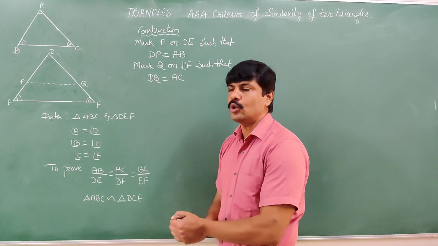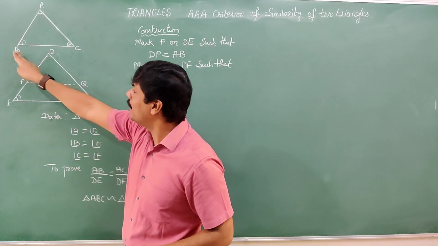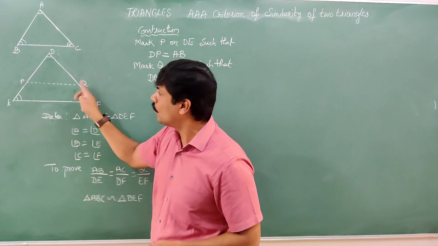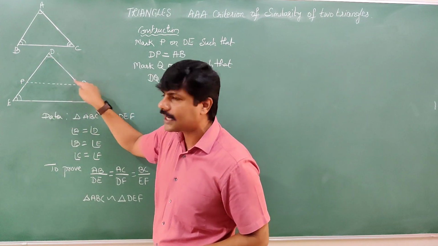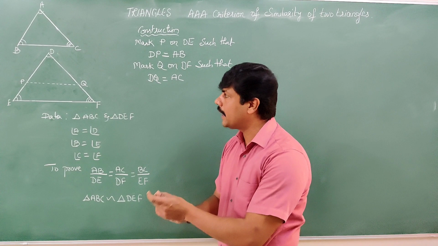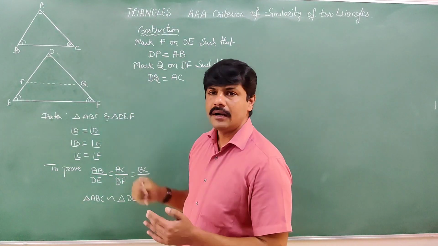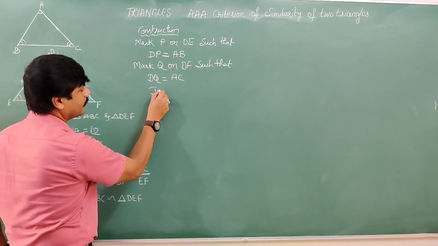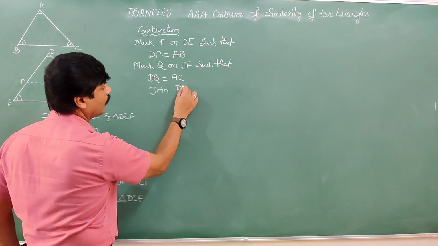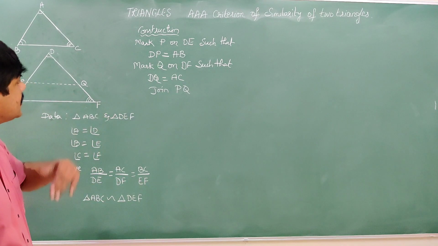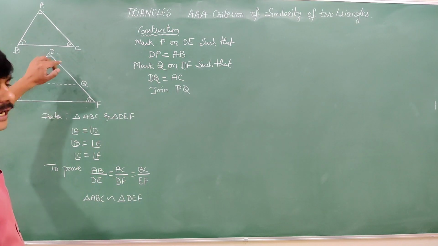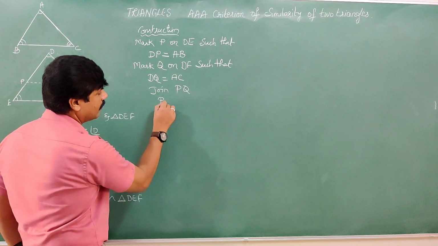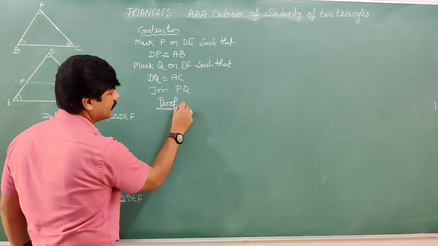Now we have to prove that triangle ABC is congruent to triangle DPQ. Can you see triangle DPQ here? This is the constructed triangle, made by marking P on DE and Q on DF and joining PQ. After this, consider these two triangles ABC and DPQ. Now we will see the proof of this.